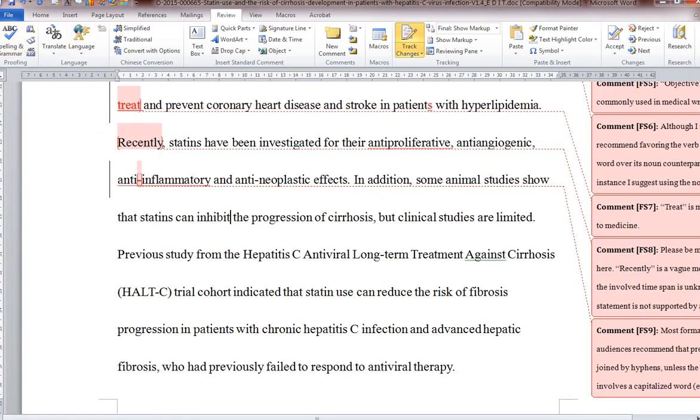we also have this anti-neoplastic. That's just inconsistent. There's no problem regarding consecutive I's. The author's just being inconsistent. Going to get rid of that.